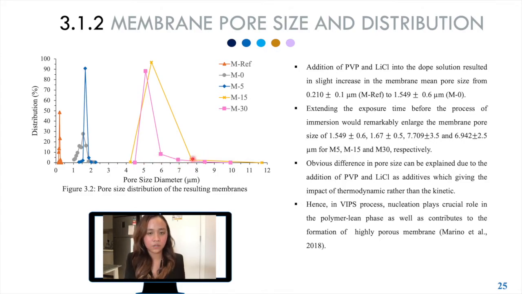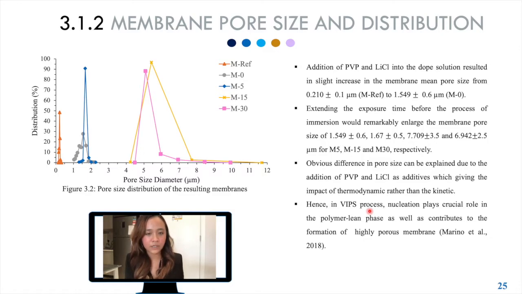The obvious difference in pore size can be explained by the addition of PVP and lithium chloride as additives, which give an impact of thermodynamic rather than kinetic. The PVP is able to increase the viscosity, thus impeding the fast separation kinetics, but significantly enhancing the thermodynamics for fast separation due to its good hydrophilicity.